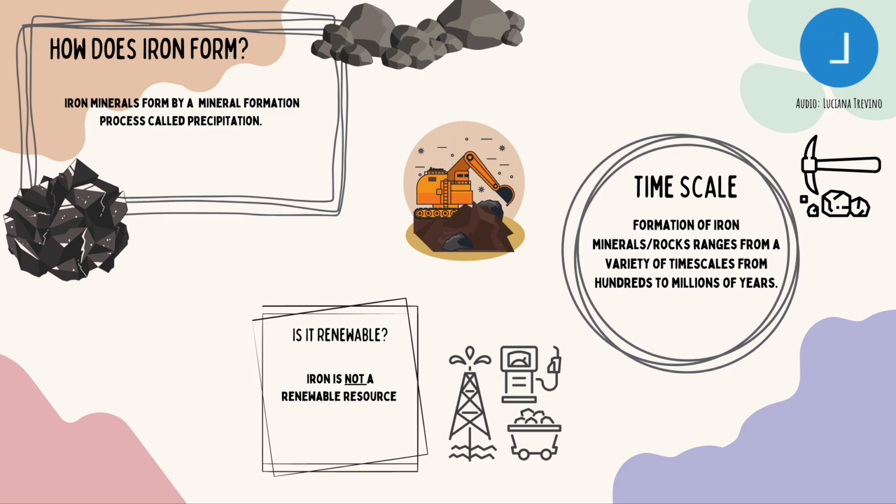So, what is the timescale? The replenishment of iron minerals and rocks varies from hundreds to billions of years. For example, igneous rocks containing iron can form quickly. On the other hand, the formation of iron-rich sedimentary rocks occurs over a longer timescale. Another factor that plays into this is human mining. This can back up the process because people use up iron at a faster rate than it can be replenished.